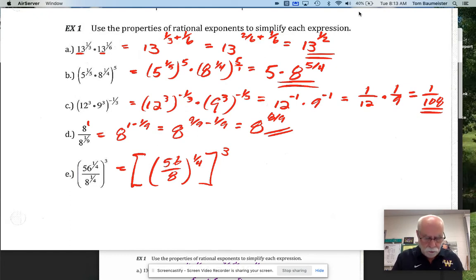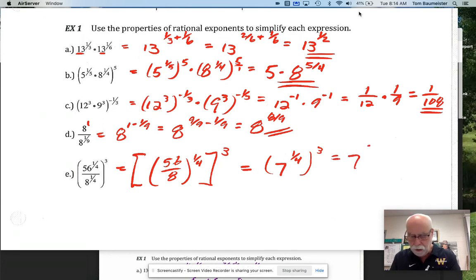Now, if you notice, what I did here is, since the bases were the same, I can bring that out. It makes sense, because 56 divided by 8 is 7. So now I just have 7 raised to the 1/4 power, and that is raised to the third power. And again, a power raised to a power, I multiply, so I'll have 7 raised to the 3/4 power.